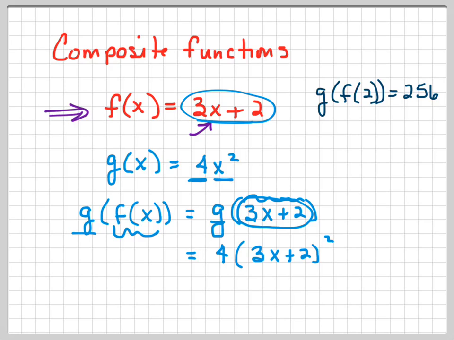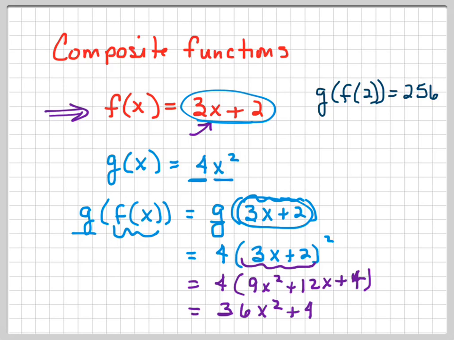I'm going to clean this up a little bit. That's 4 times, and I've got to square that binomial. It's 9x squared plus 12x plus 12x plus 4. And I'll distribute that 4: 36x squared plus 48x plus 16. So that is now the composition of function f into g.